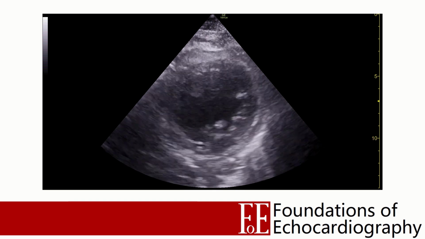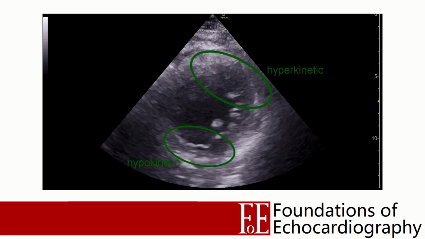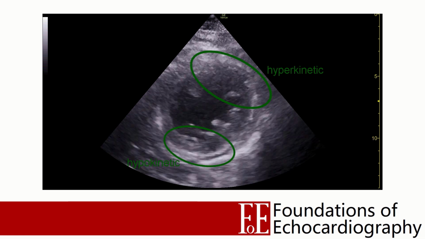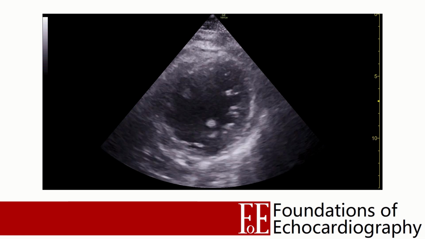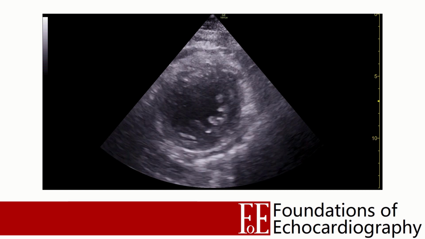What we can see is that there's regional variation in the contractility, with the inferior and infralateral walls being markedly hypokinetic when compared to the hyperactive anterior segments. In addition, we can see some tissue flapping around within the LV cavity, adjacent to one of our hypokinetic walls.